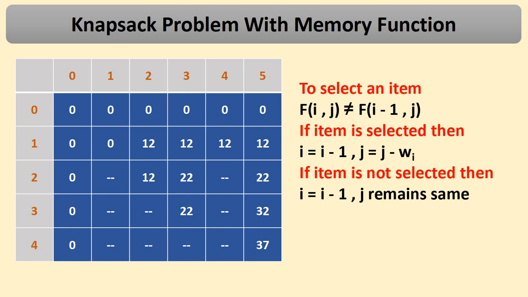So now we'll start comparing. As usual, we have to do it from the bottom. So what is the last cell? That is the 4th row, 5th column. So I have to apply the formula for f of 4 comma 5. These are the three formulas we have to follow to select the items to place in the knapsack. What is our intention in this problem? We are going to pick the items to place in the knapsack.